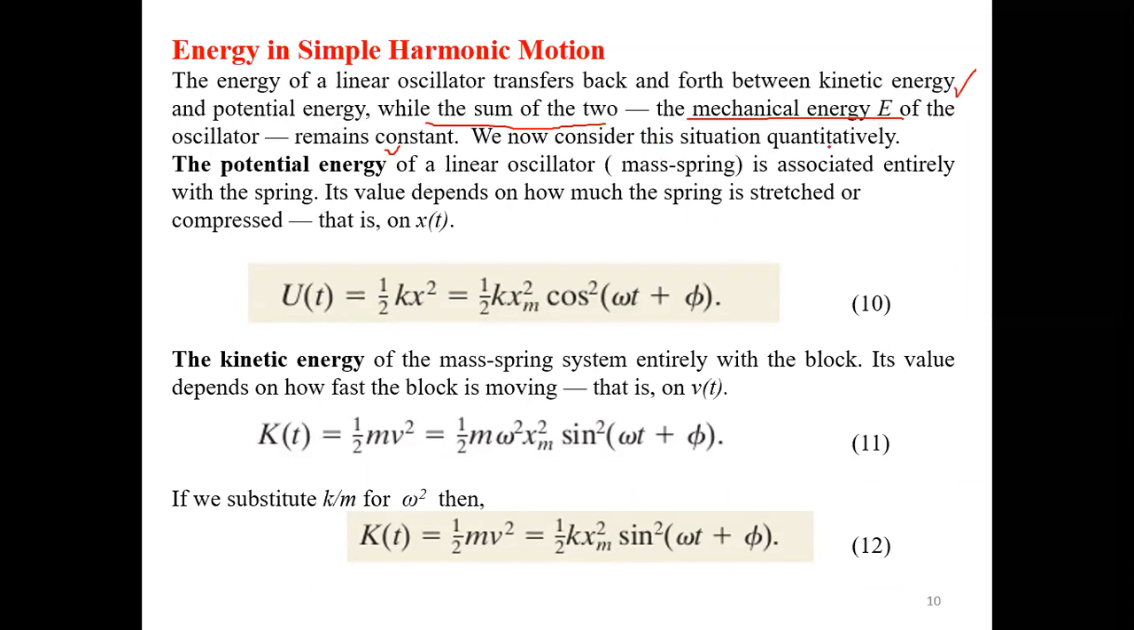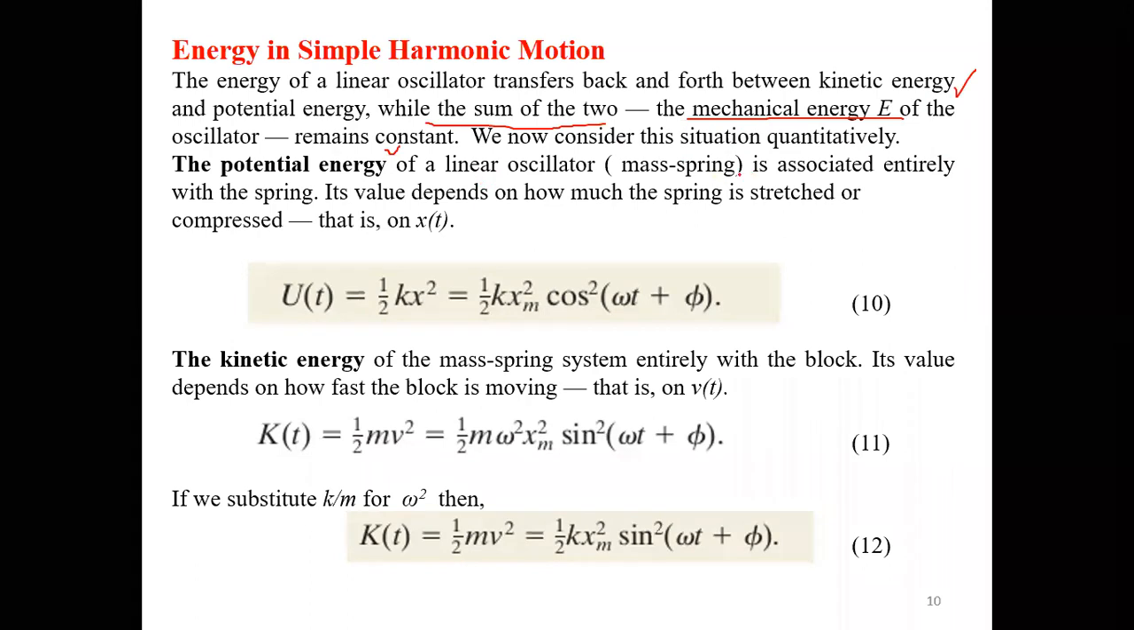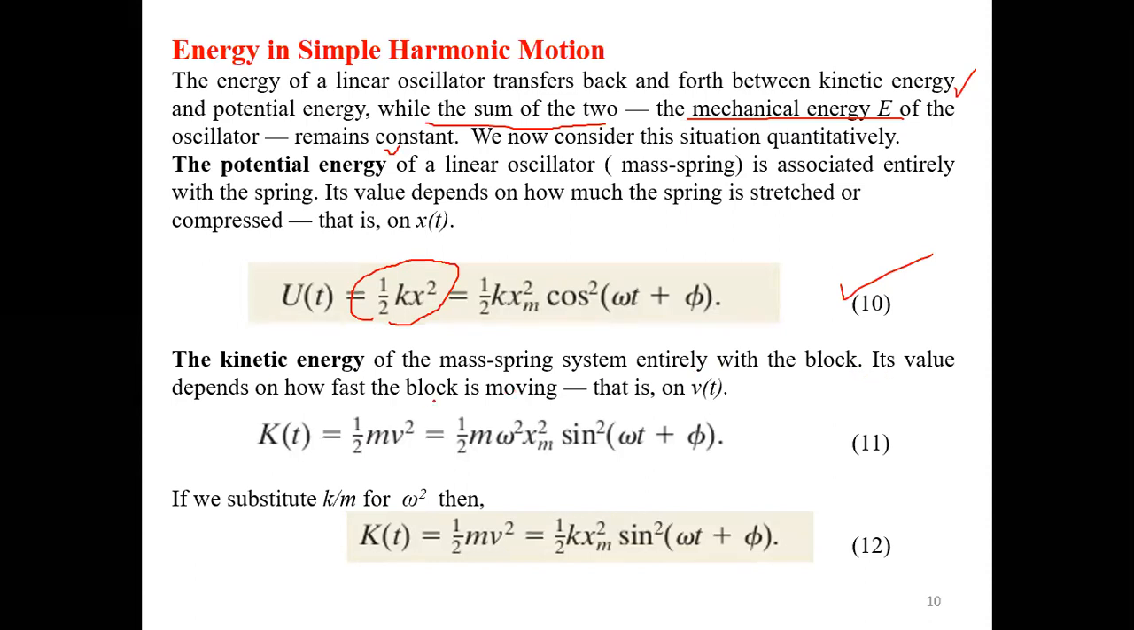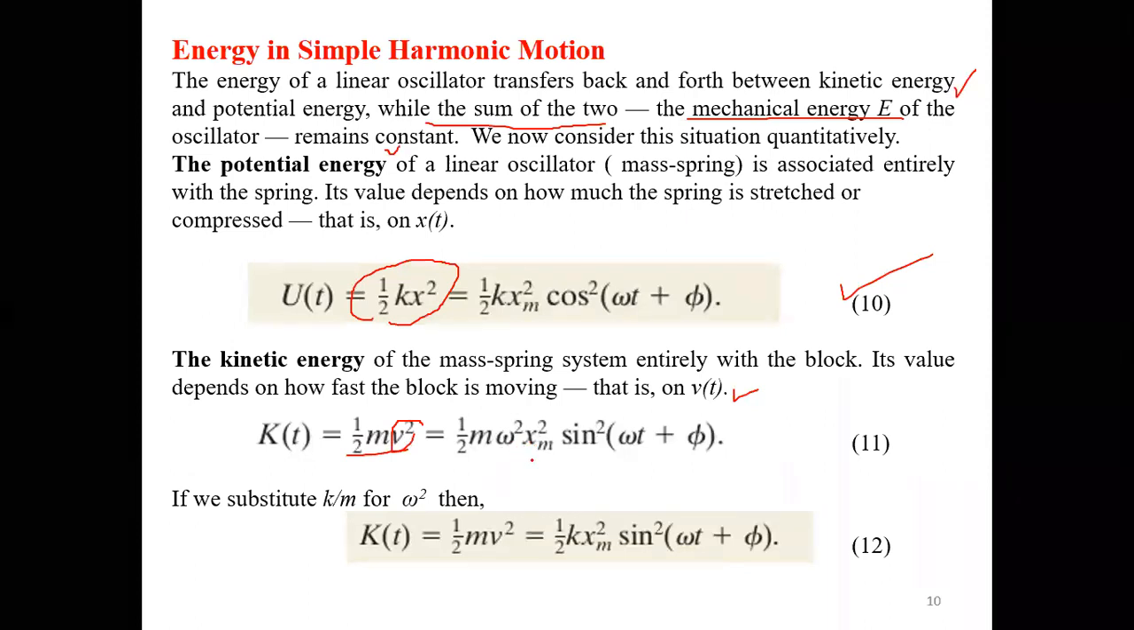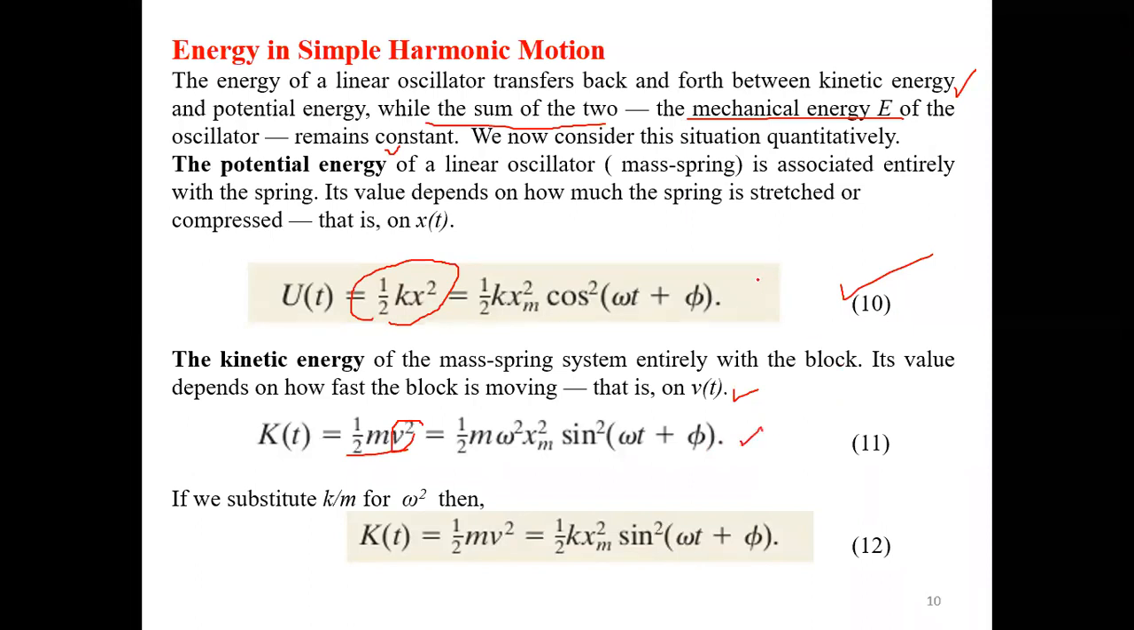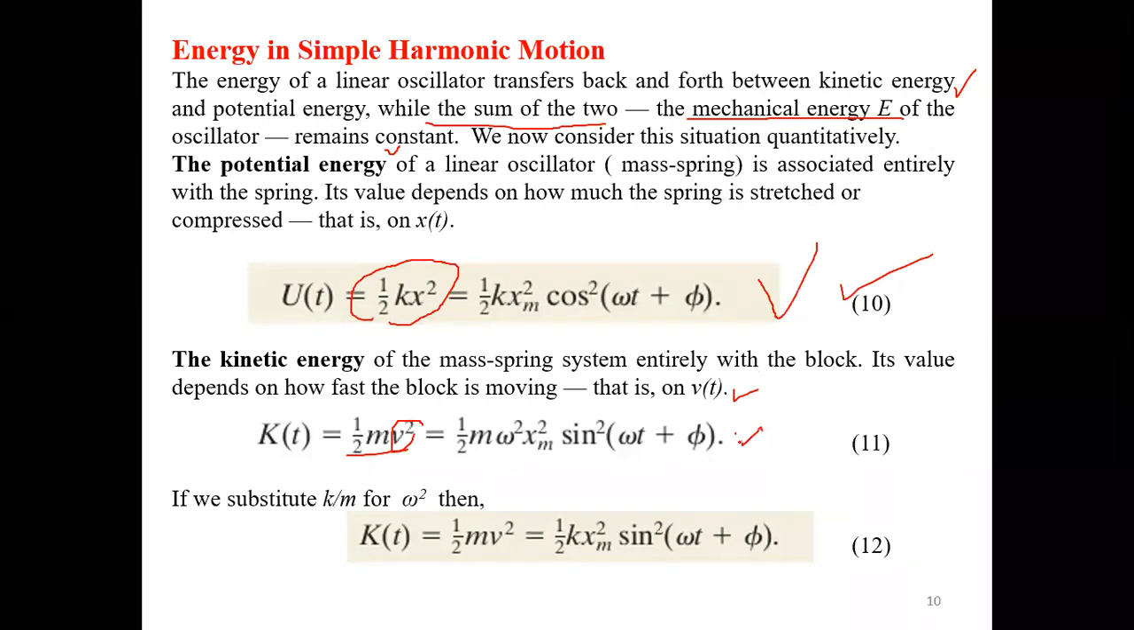We now consider this situation quantitatively. The potential energy of a linear oscillator, that means the mass spring system, is half of kx square. And x is x_m cos(omega t plus phi), so it will be half of k x_m square cos square(omega t plus phi). The kinetic energy of the mass spring system is entirely with the block, and its value depends on how fast the block is moving, so it depends on the velocity of the oscillating particle. So K will be half of m v square. We have already derived an expression for v using x, which was minus omega x_m sin(omega t plus phi). So v square means omega square x_m square sin square(omega t plus phi). This is the potential energy, and this is the expression for kinetic energy.